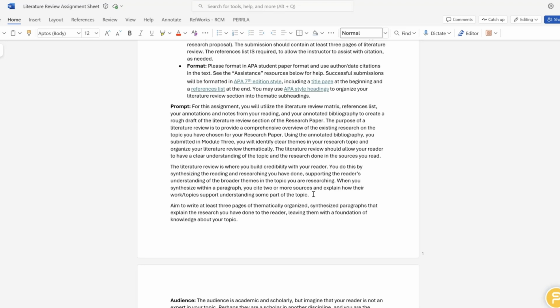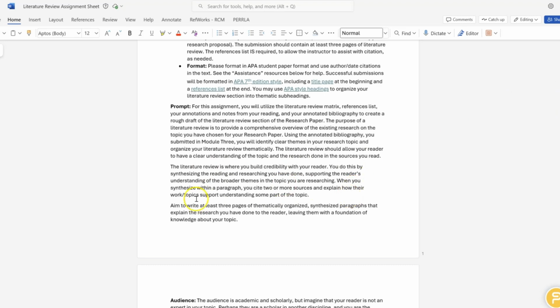By synthesizing, not only do you build that credibility, but you help your readers understand the bigger idea of what's going on. Because as you've probably heard before, research is like a dialogue. It's like a conversation that many, many people all around the world and even throughout time are having. Connecting the dots is your job.